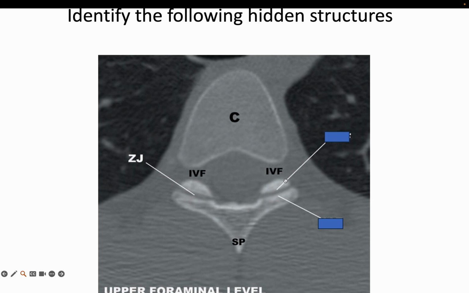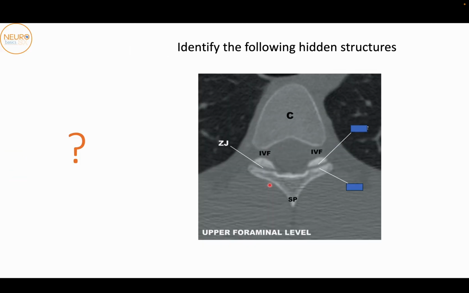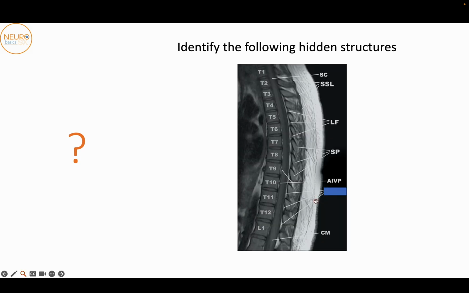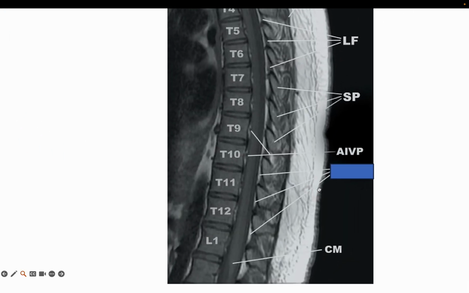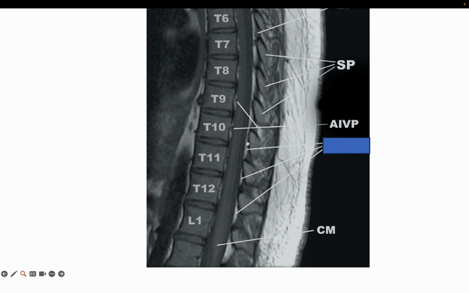Okay, so this is the superior articular facet of the vertebra below, while this is the inferior articular facet of the vertebra above. The superior one will be anterior, while the inferior one will be posterior. Okay, now coming to some MRIs, can we identify what are these structures?